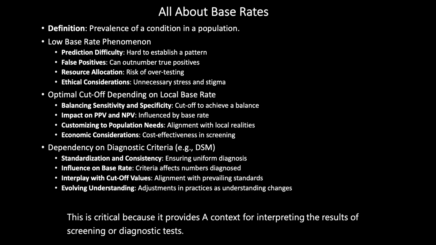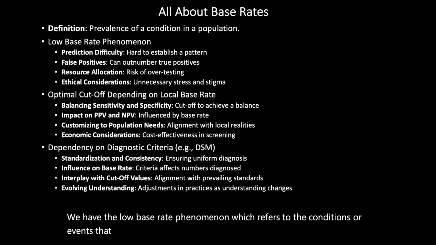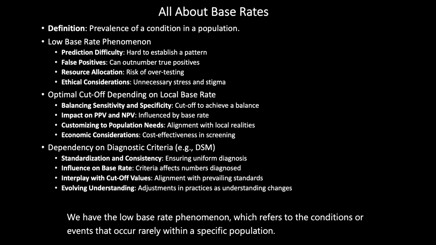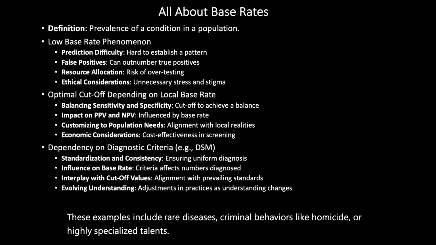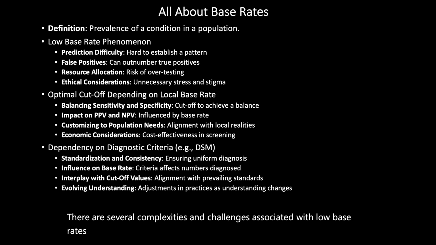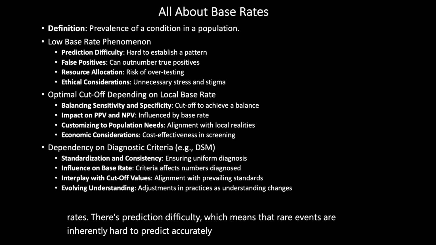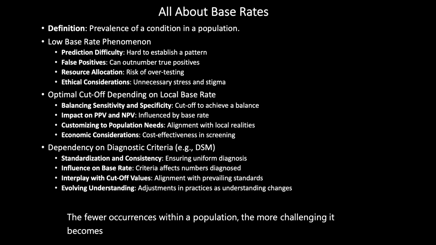We have the low base rate phenomenon, which refers to conditions or events that occur rarely within a specific population. These examples include rare diseases, criminal behaviors like homicide, or highly specialized talents. There are several complexities and challenges associated with low base rates. There's prediction difficulty, which means that rare events are inherently hard to predict accurately. The fewer occurrences within a population, the more challenging it becomes to establish a reliable pattern.